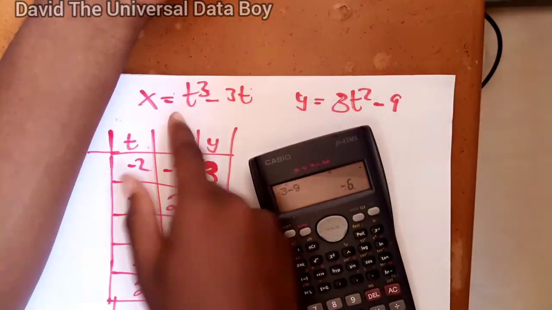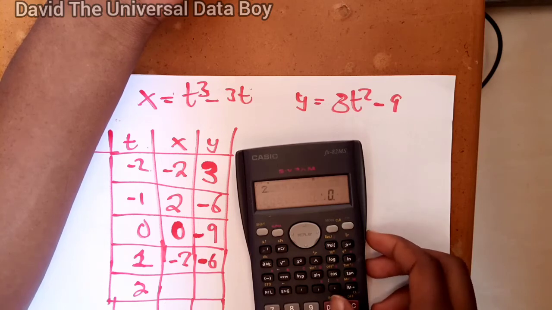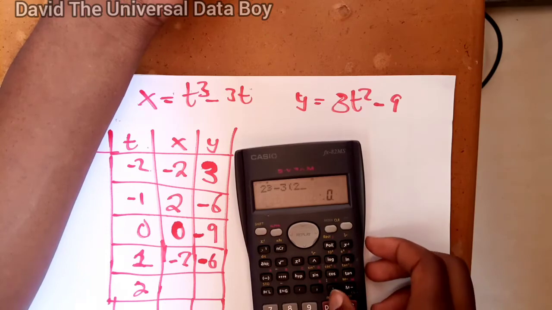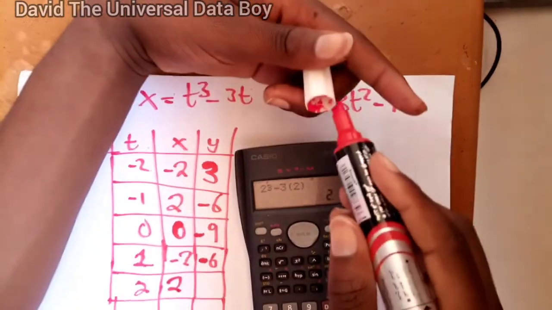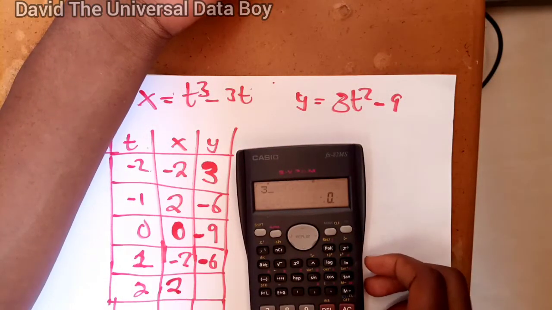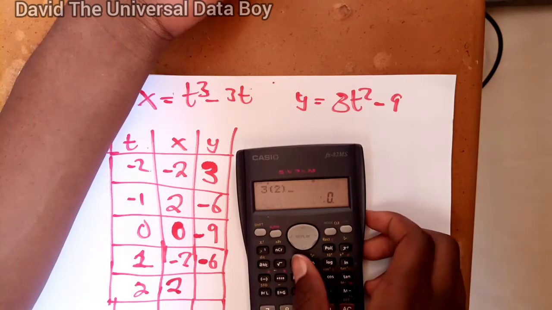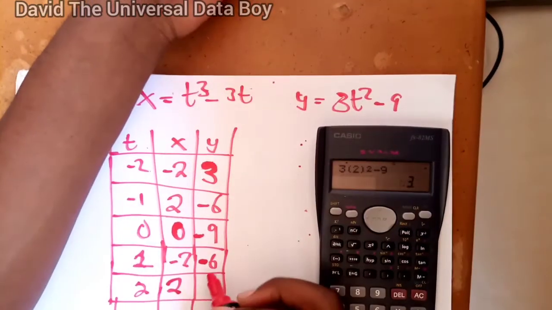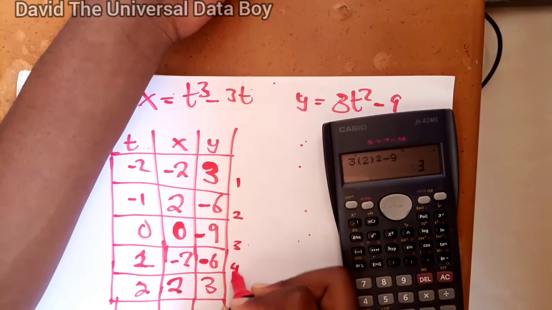Then when t is equal to 2, you're going to have 2 to the power 3 minus 3 t2. So this one is going to be 2. And then this one is going to be 3. 2 to the power 2 minus 9. It's going to be 3. So now we have our points 1, 2, 3, 4, 5.